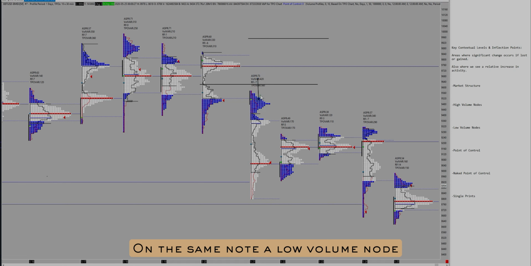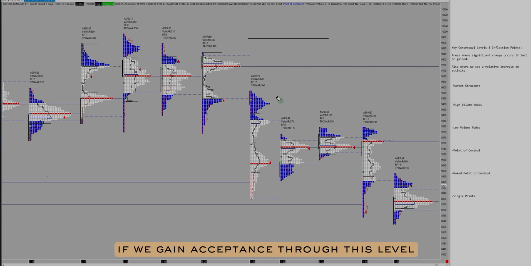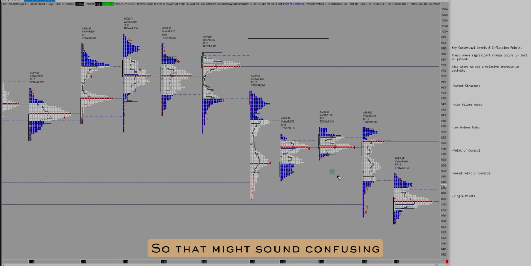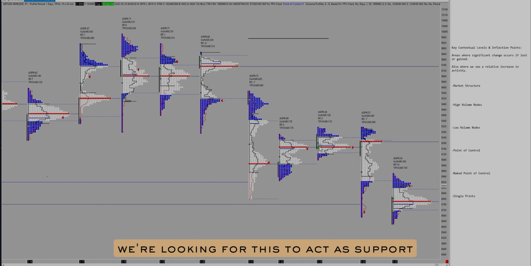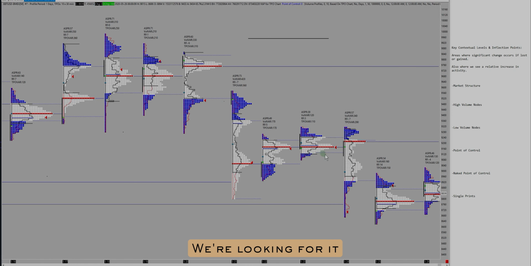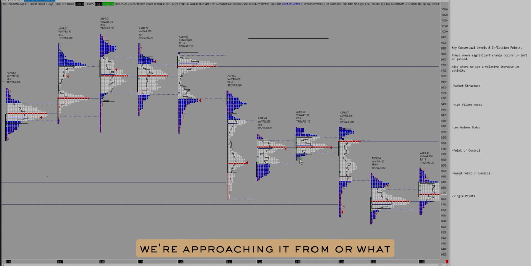On the same note, a low volume node, if it's not acting as support or resistance, if we gain acceptance through this level, we'll likely pass through it very quickly. That might sound confusing because we just said we're looking for this to act as support, we're looking for it to act as resistance, depending on what direction we're approaching it from. But if we gain acceptance within it, we'll more than likely cover it.